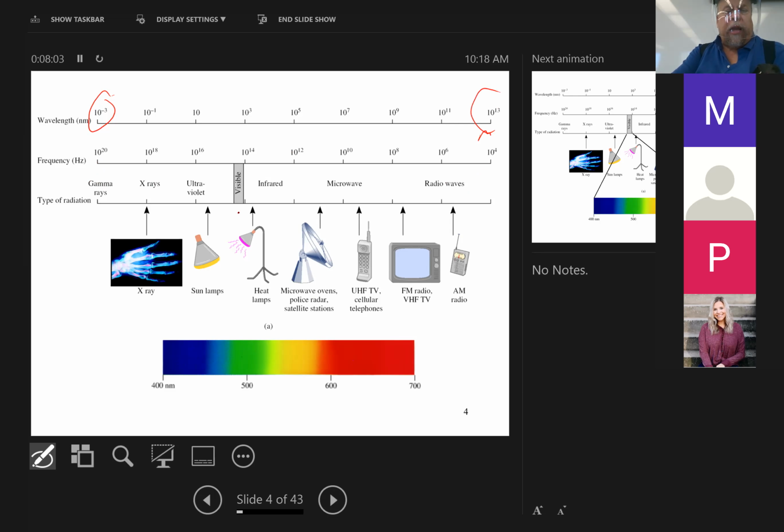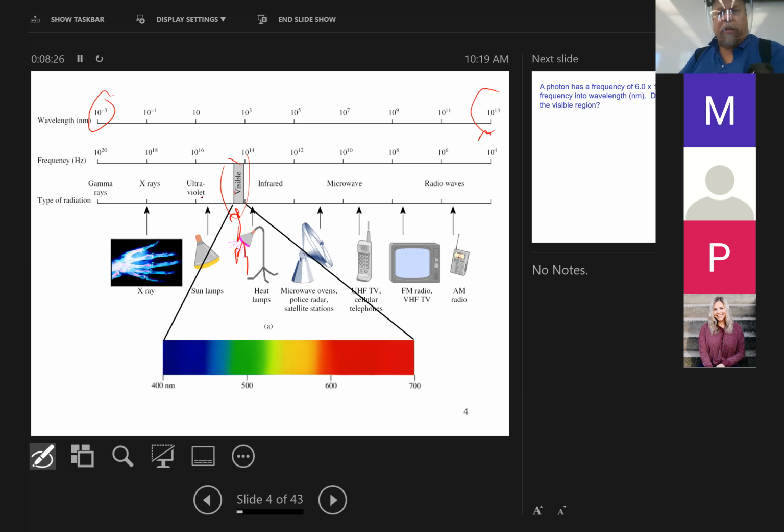And then light, this is light in here, and the spectrum goes from red all the way up to violet on the other end. So basically that's a little narrow band, and that's what you can see with your eyes. It's just that whole little range there. Okay, and that's the visible region.